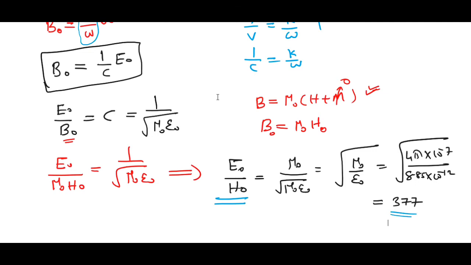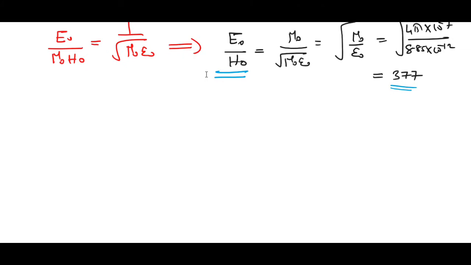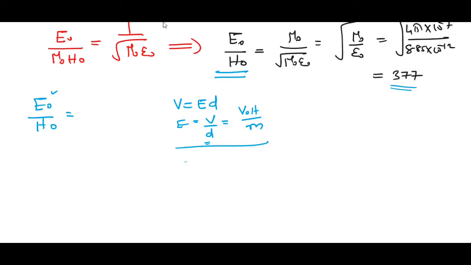For this, I would like to draw your attention to this area. That is, we have E0 by H0. Then what is the unit of E0? We know the potential difference V is equal to E into D, that is, E is equal to V by D. The unit of voltage is volt, and the unit of D is the meter. So volt per meter is the unit.